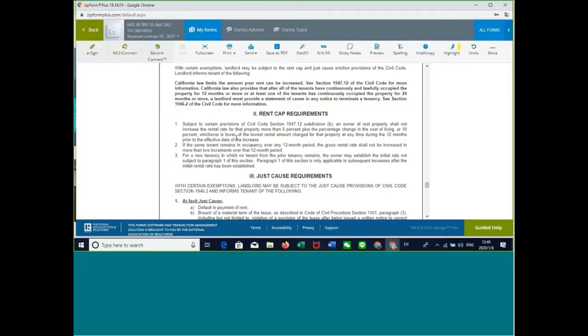So if the cost of living inflation is 2%, and you want to maximize the rent increase, you can get 7%, right? But if inflation is 5%, 5 plus 5 is 10. So you can raise it up to 10% maximum, correct? So it's not so bad. The rent cap law actually doesn't hurt the landlord as much. Honestly, it doesn't hurt the landlord very much.